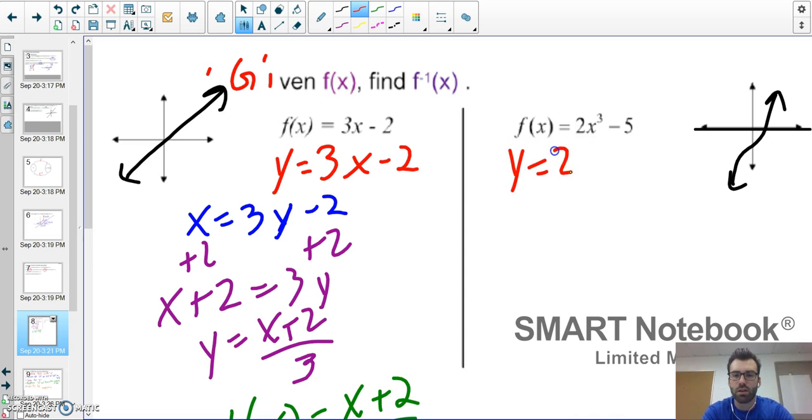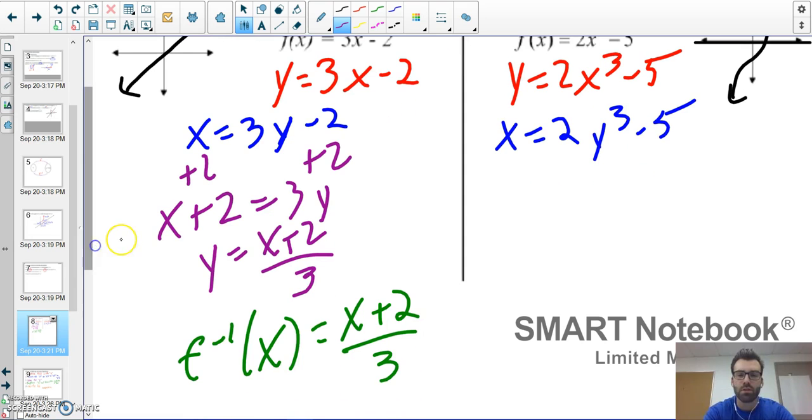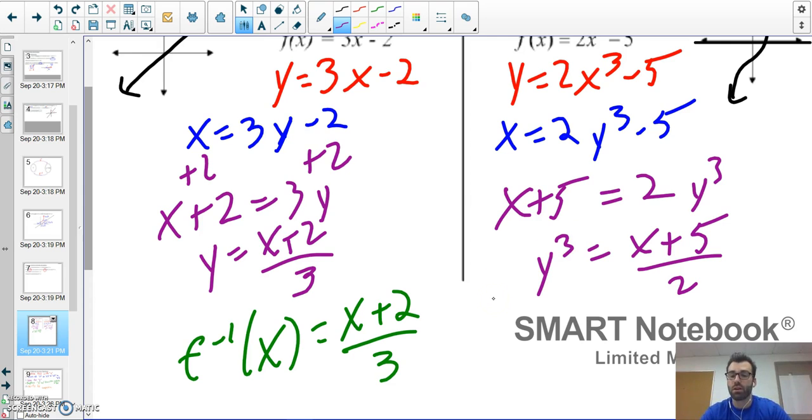with y. Okay, and then switch all my y's and x's. Now, solve for y. Add the 5. Divide by 2. And then to get rid of, just like to get rid of an x squared or a squared term, I take the square root. To get rid of a cube, or cubic, I take the cube root of both sides.